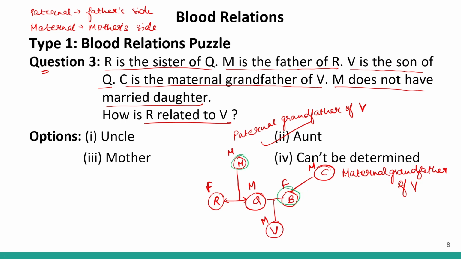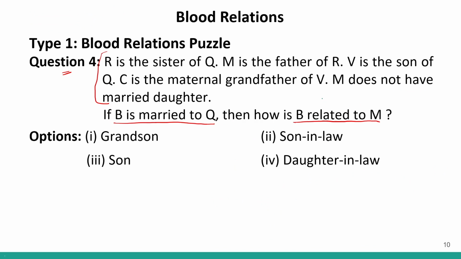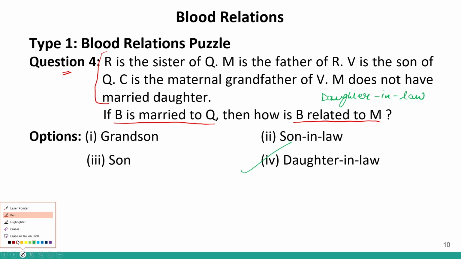B is basically the wife of M's son. So B would be the daughter-in-law of M. Going back to the question, B would be the daughter-in-law. So the answer will be option number 4, daughter-in-law. Okay?